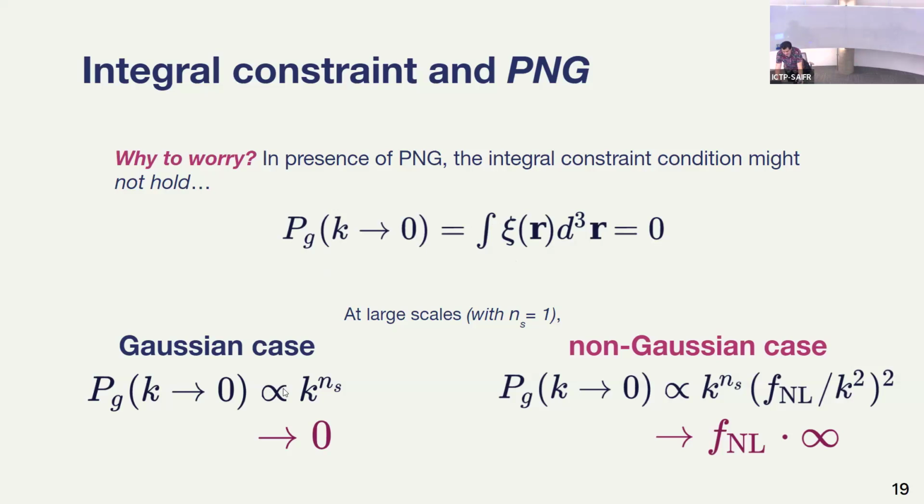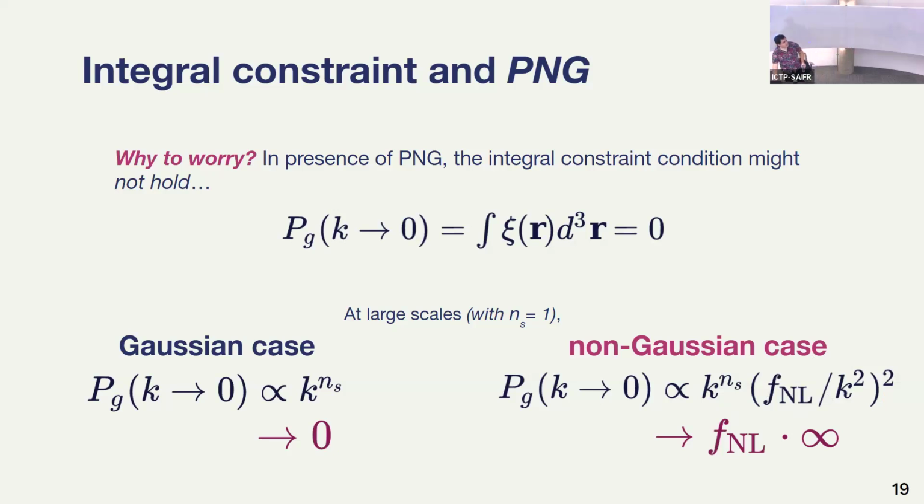This is something you can see in the theoretical modeling for the Gaussian case, where at large scales the power spectrum for galaxies goes with the scale as k to the n_s, where n_s is close to 1, and in theory this goes to zero. But the tricky part is the non-Gaussian case. As I mentioned before, scale-dependent bias introduces this one over k squared behavior. So when we go to k to zero, you will have some kind of divergence at large scales, proportional to f_NL. This is a complicated effect that the theory has, but the observational side doesn't have.